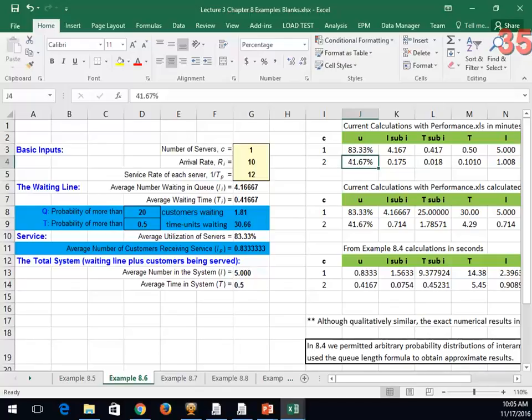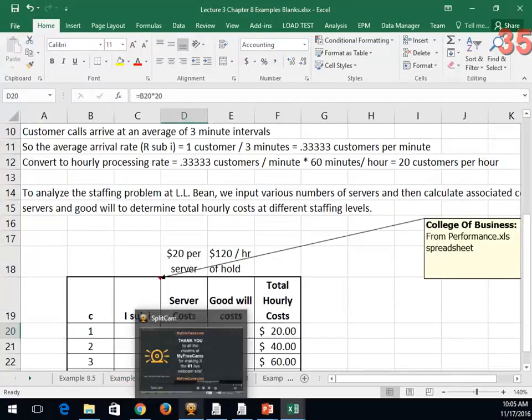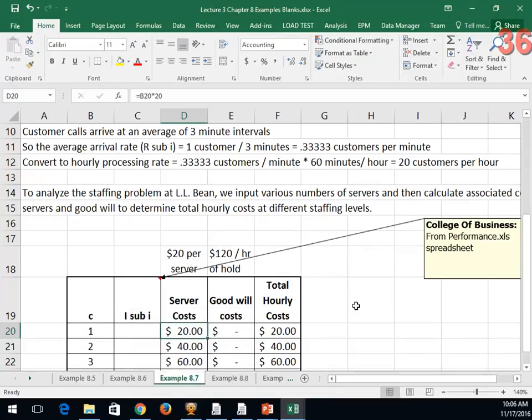Okay, but what we get interested in then is, well, how can we identify this cost and say, what's the best cost? Okay, and so what we do is we can use the information that we have, and we can apply it with some cost information. All right, so 8.7 says, suppose that the call center is currently staffed by only one CSR. So that means in my copy of performance.xls, my little c is going to be equal to 1.